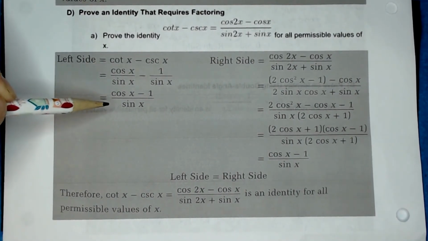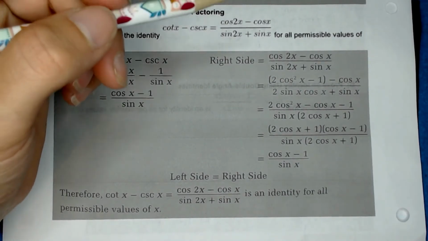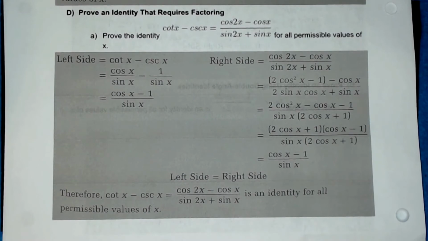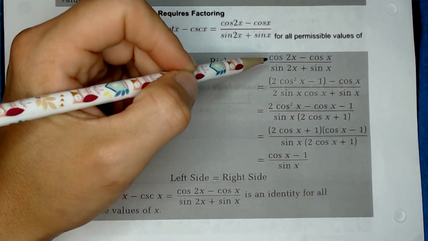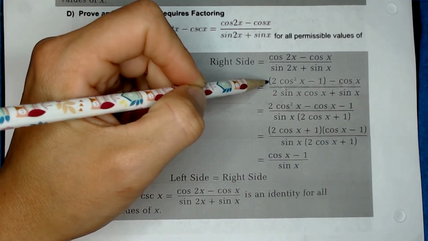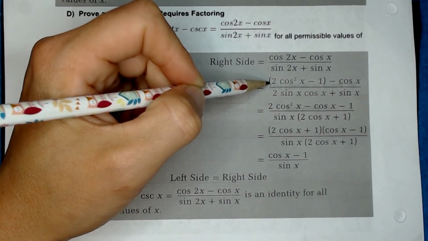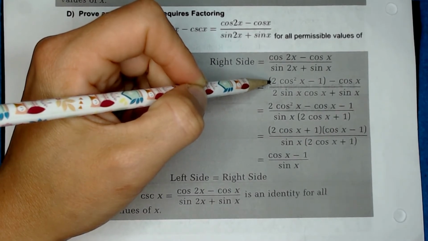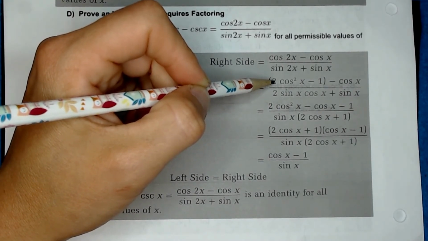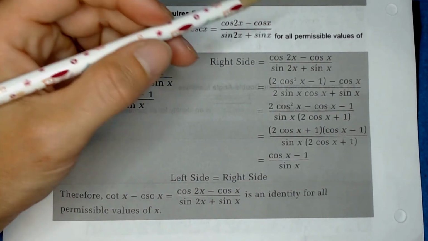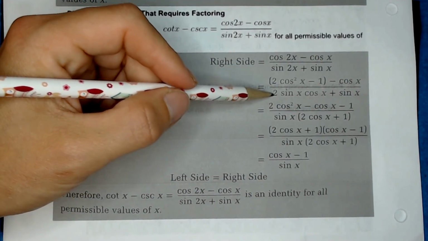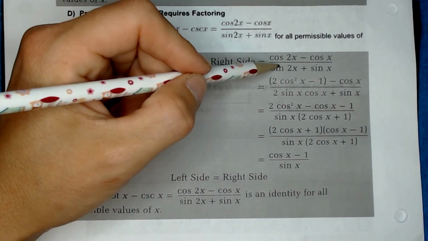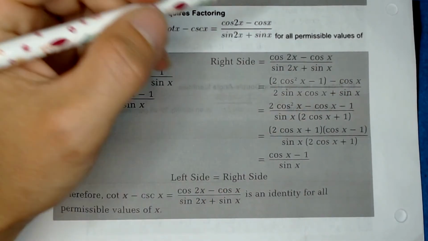Now, on the right-hand side is where it gets a little crazier, and you just need to break it down into its component parts to see where your answer comes from. So we have cos 2x. If you look on your formula sheet in your double angle solutions, we can replace this value with 2 cos squared x minus 1 and minus cos x. That stays the same. On the bottom here, we have 2 sine x cos x, which replaces sine 2x, plus sine x.